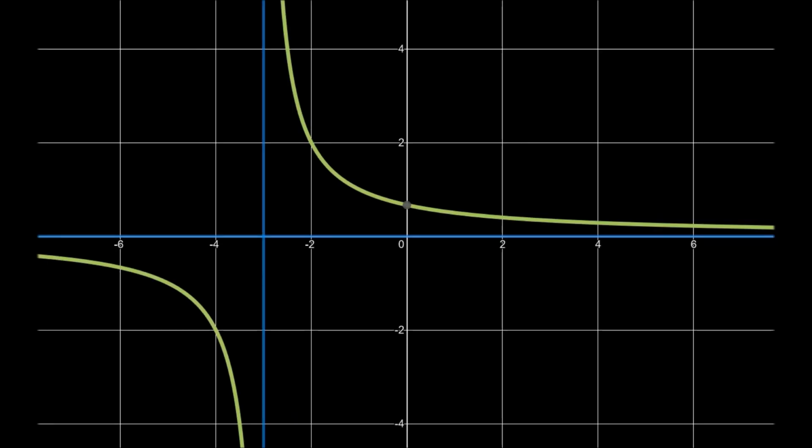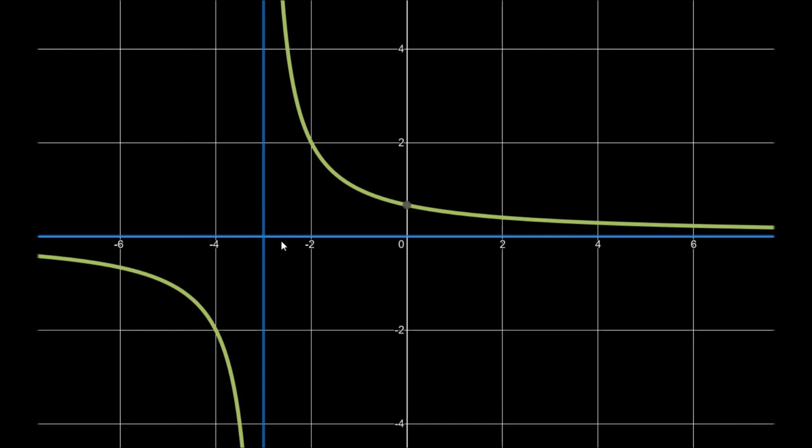So here is our graph of the function. One thing to notice is I've made it so that the actual graph is in green and the asymptotes are in blue. So normally you wouldn't see these asymptotes, but I've added them in just to accentuate it and show you what's going on.